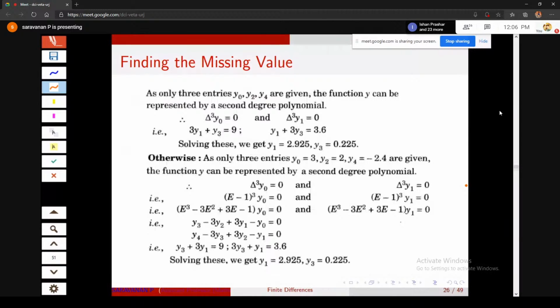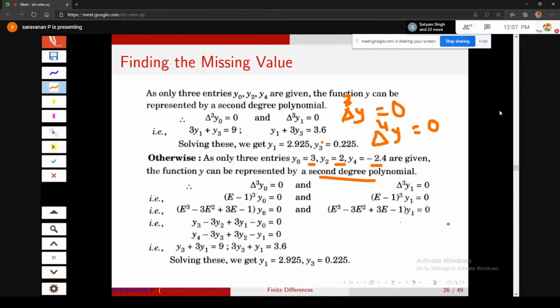So this is how you have to work. 3 values are given, so we can approximate by a polynomial of degree 2. If we approximate by a polynomial of degree 2, the higher order differences are 0. That is delta cube, delta power 4 of y equal to 0. Delta cube is 0 for all y, whatever y you take, and delta power 4 of y equal to 0, etc.